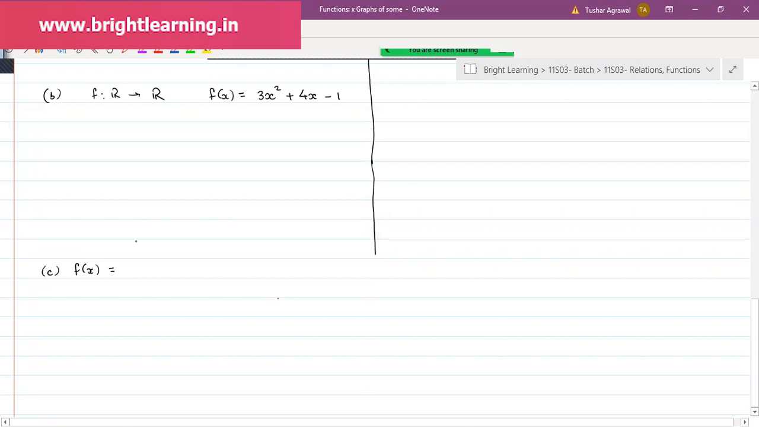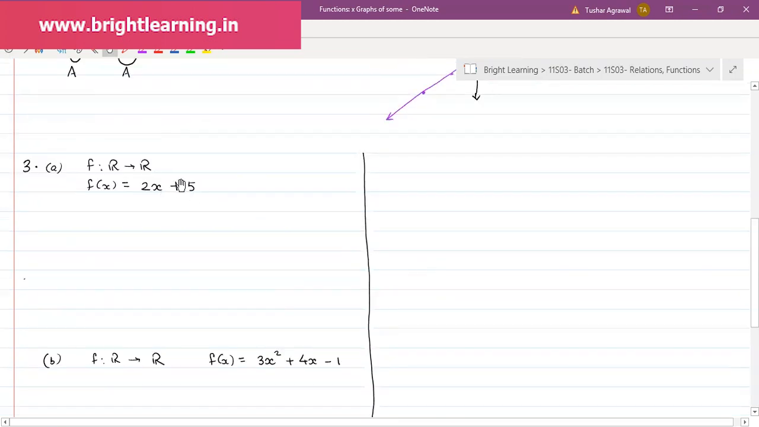f(x) is equal to, let's say, 5x cube minus 2x square, x minus 1. Now 2x plus 5, you can see for yourself, the graph will be something like this.